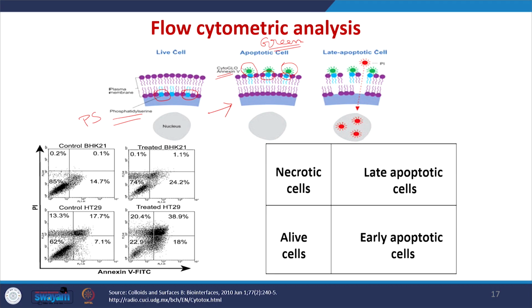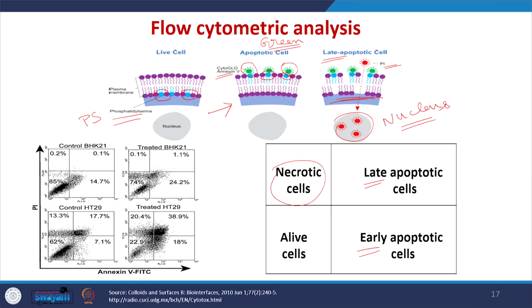And when you use the combination of another dye, that is PI, propidium iodide, you can see that during the late apoptotic stage there is a membrane rupture, and due to that the PI can easily enter and it can stain the nucleus. So, when you use the combination of this annexin and PI, we can easily quantify the apoptotic cells which are in the early stage and in the late stage, and also we can quantify the necrotic cells.